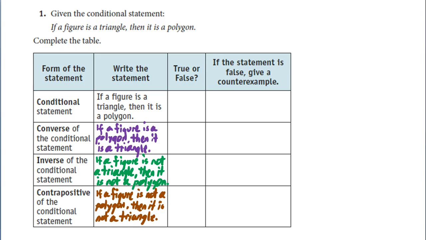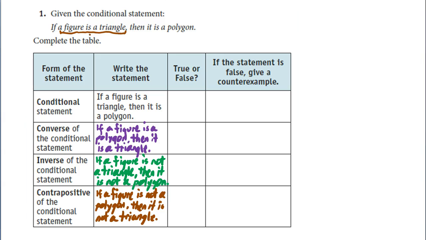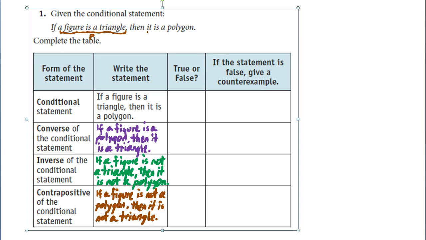Let's do an example. Question 1. Given the conditional statement, if a figure is a triangle, then it is a polygon. This first portion, the hypothesis, is what on the previous screen we were calling the letter P. This part here, it is a polygon, is where the letter Q was. Again, the P and the Q are representing portions of sentences. Down here in the chart, this is our original if-then sentence: if a figure is a triangle, then it is a polygon. That is true. If the statement is false, give a counterexample.